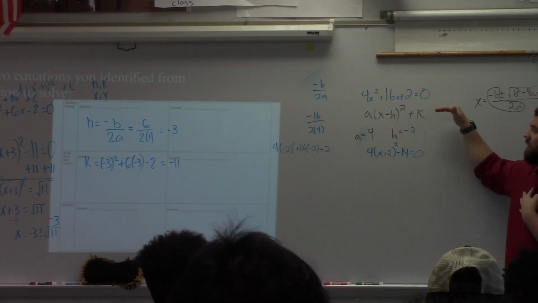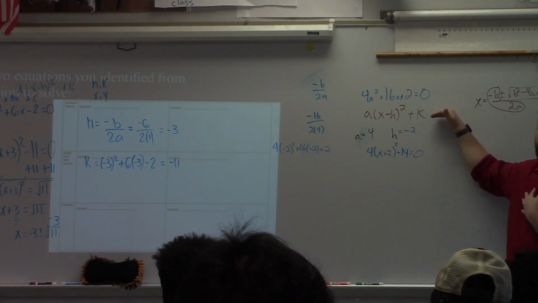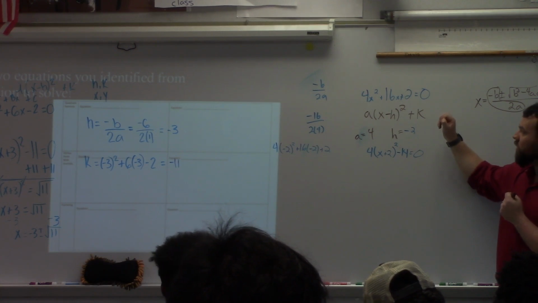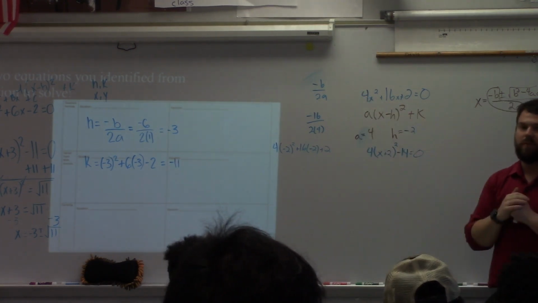Okay, guys, please hear me very clearly. Me telling you to write this is not punishment. It is to help you think through, what do I need? I need A. I need H. And once we talked about H, we were able to find that negative B divided by 2A.